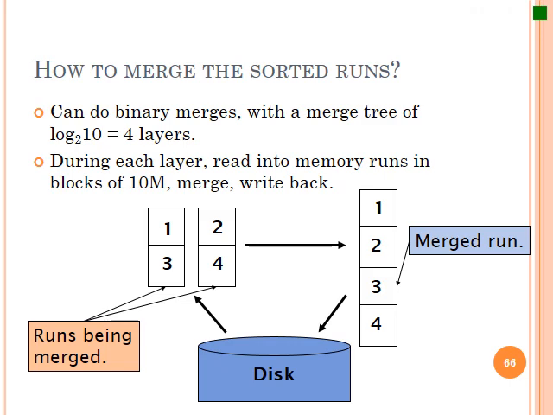It's a merge tree. During each layer, you can read into memory the blocks of 10 million records, assuming that 10 million can fit into the memory. You merge and then you write it back onto the disk. So this is your disk. You read it into memory, you merge them, and then you write it back to the disk. So all this is quite trivial.